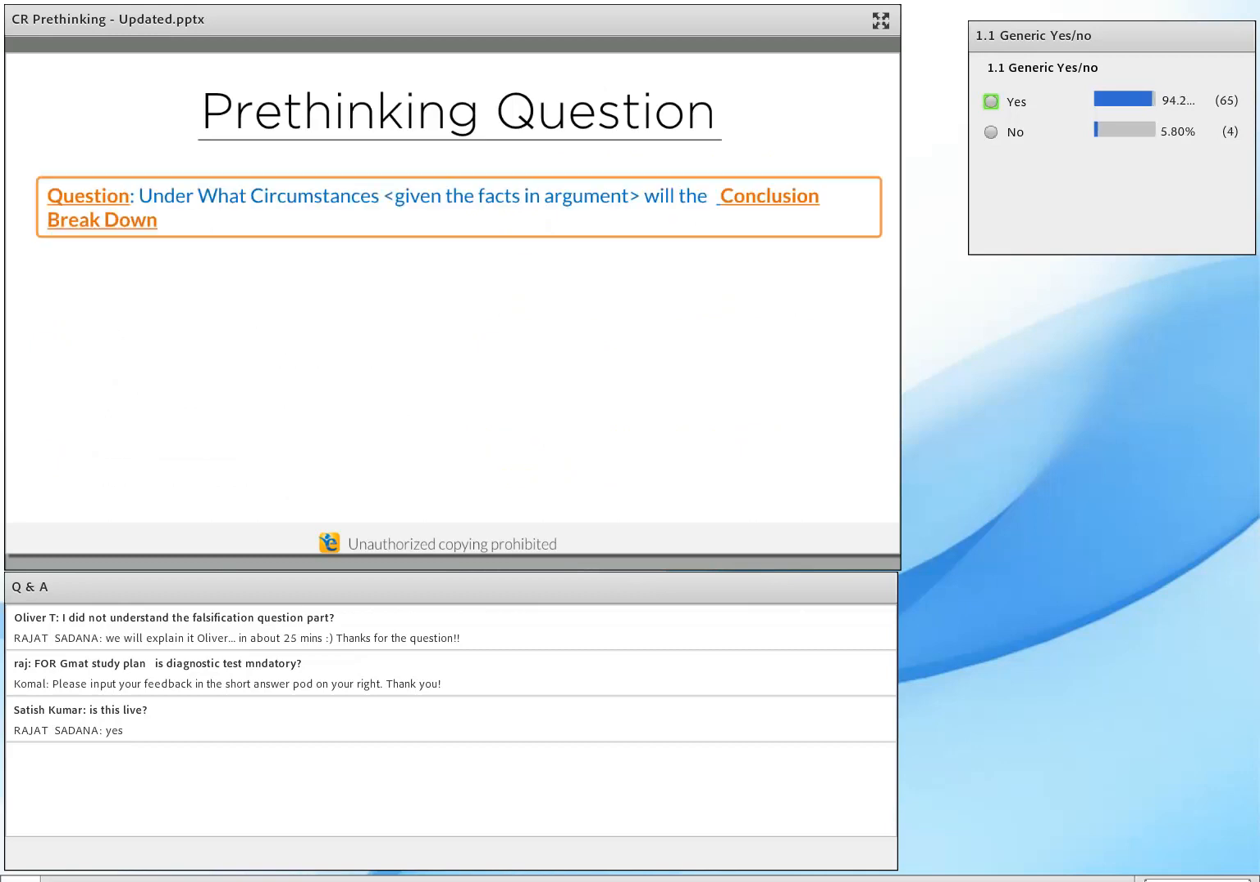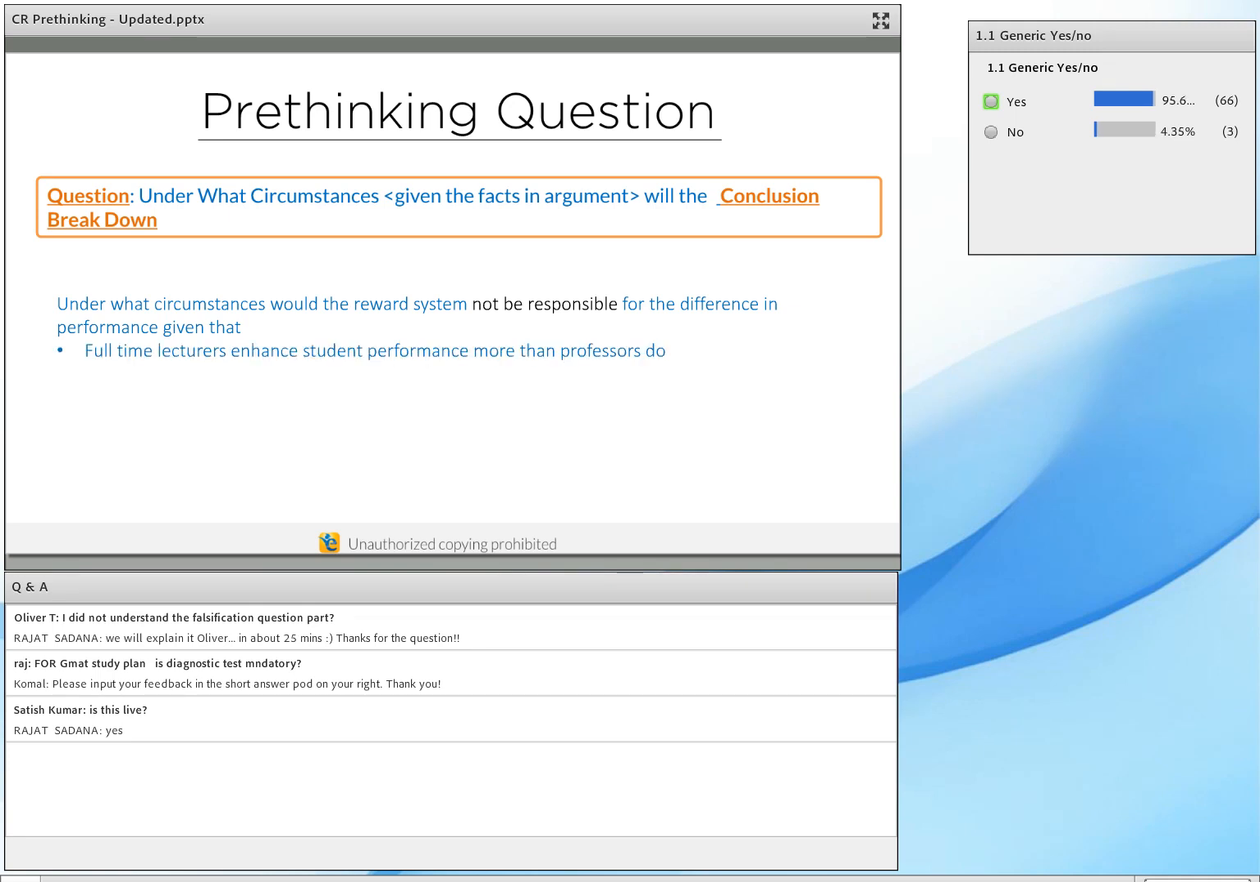This is formulating the pre-thinking question, the second core skill. Under what circumstances would the reward system not be responsible for the difference in performance, given that we know full-time lecturers enhance student learning more than professors do? And the other thing that we know is the reward system for professors places greater emphasis, and greater is a comparative word, always be very careful about comparative words in critical reasoning, on research than on teaching. Okay, so this is what we need to worry about.